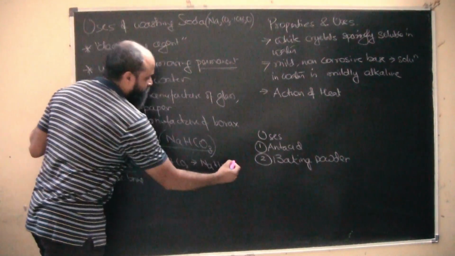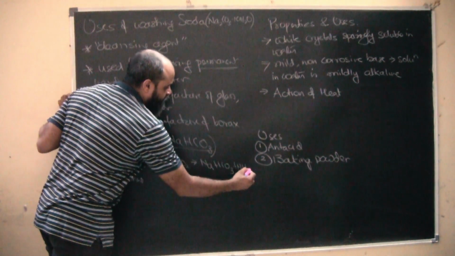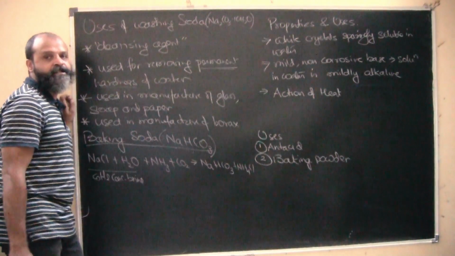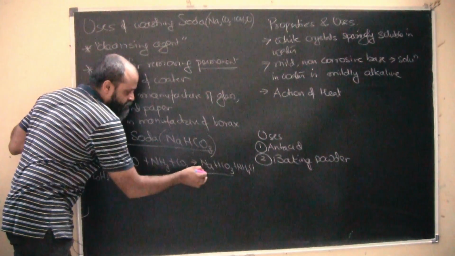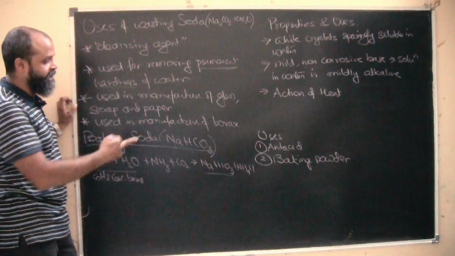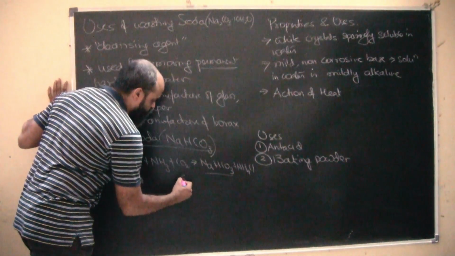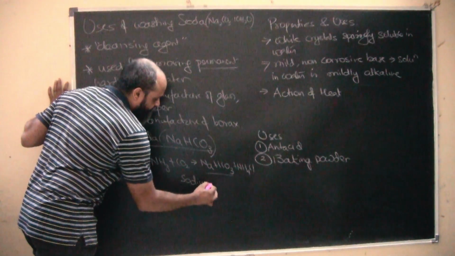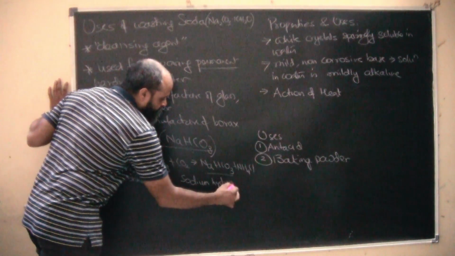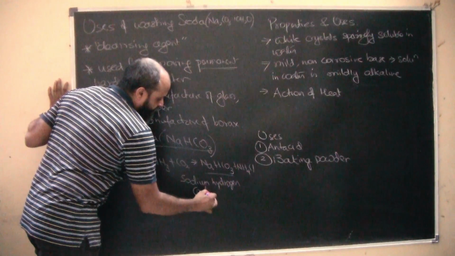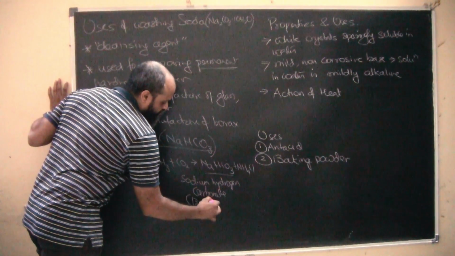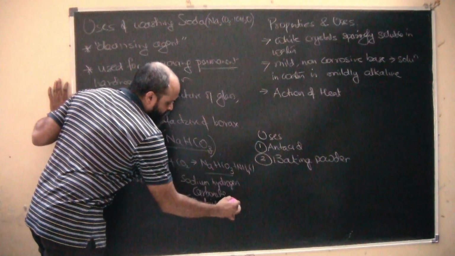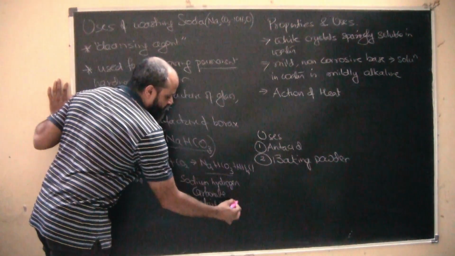NaHCO3 plus NH4Cl, ammonium chloride. This is a reaction which we have already studied in the previous slide. This is sodium hydrogen carbonate, and it is also known as baking powder.